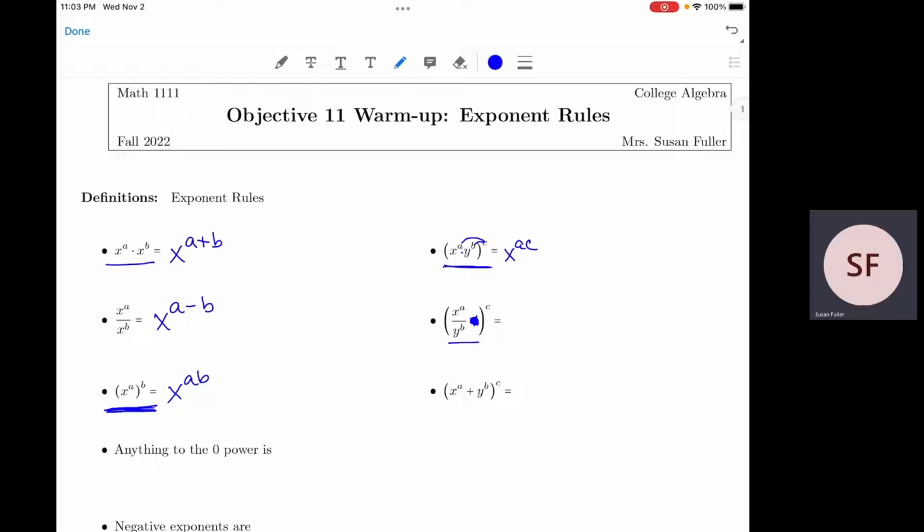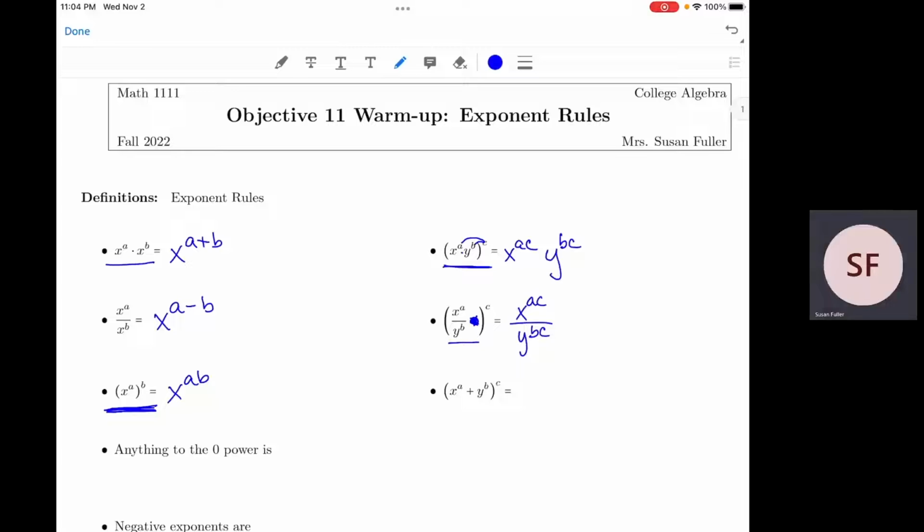So the x to the a to the c will be x to the a times c, and we're going to multiply that by y to the b times c. You'll apply this exponent to everything inside. Similarly, if you have division, we can apply this exponent c to everything inside. This will be x to the a times c all over y to the b times c.